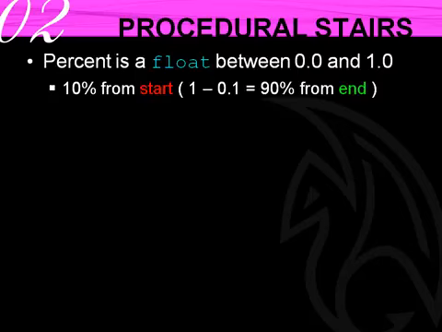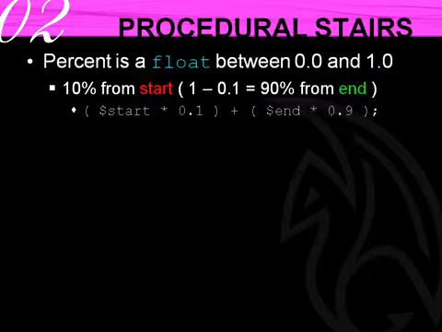So if you wanted to find a point 10% from the start, so 10% of the start and 90% of the end, closer to the end point, you would do 1 minus 0.1, which would equal 90% from the end. So 1 minus 0.1 would be 0.9. So here's how the formula would break down. We would take start multiplied by 0.1 plus end multiplied by 0.9.